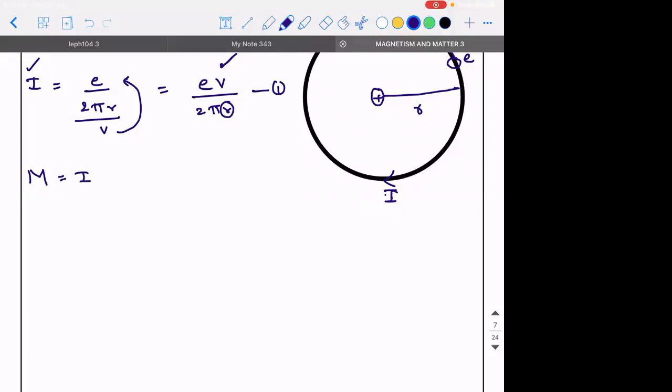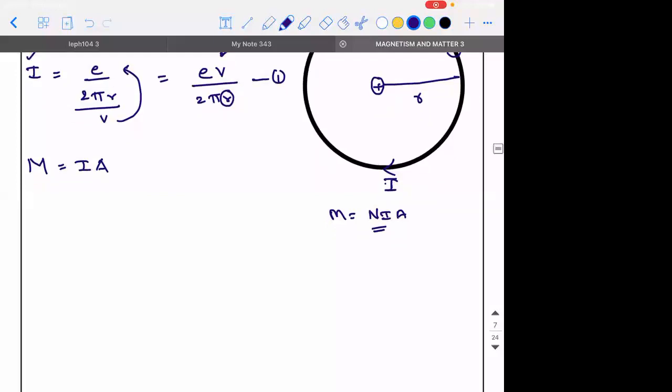It is the current multiplied with area. If you guys remember, it is well and good. If not, make a note of this. The basic formula for magnetic dipole moment is actually N into I into A, where N is the number of turns in the coil. But here, since there is only one loop, I took N as 1. So M will be equal to I into A.